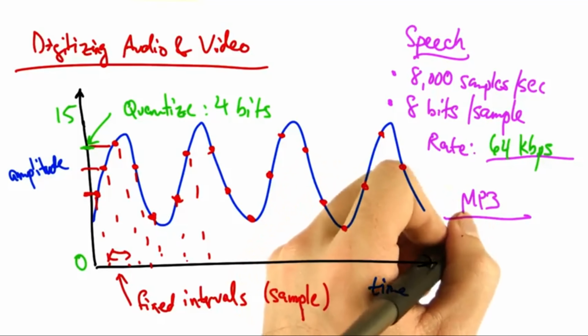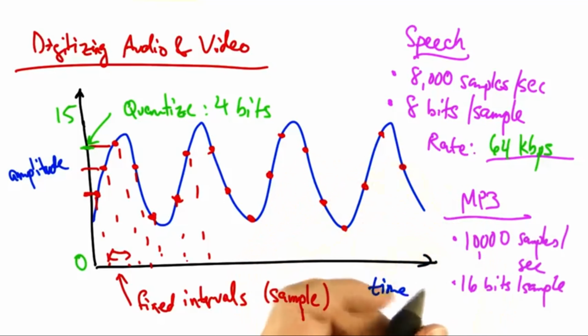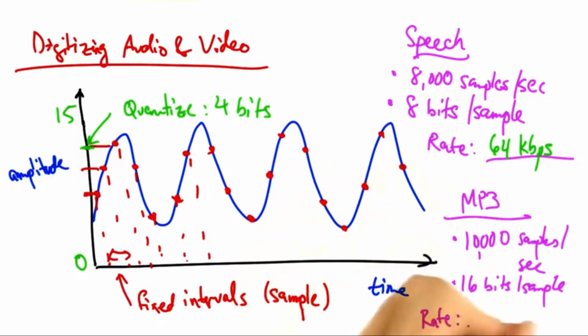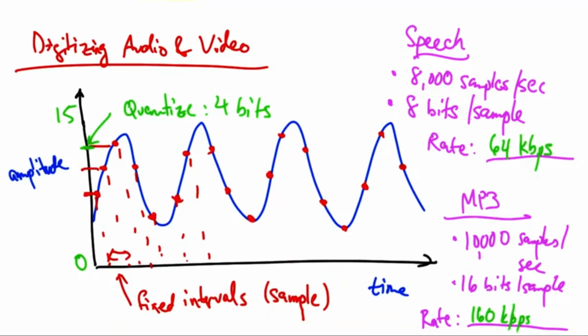Suppose we have an MP3 with 10,000 samples per second and 16 bits per sample. What's the resulting rate in this case in kbps? The resulting rate in this case is 160 kbps.